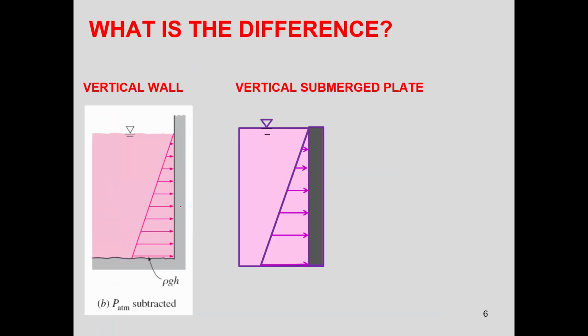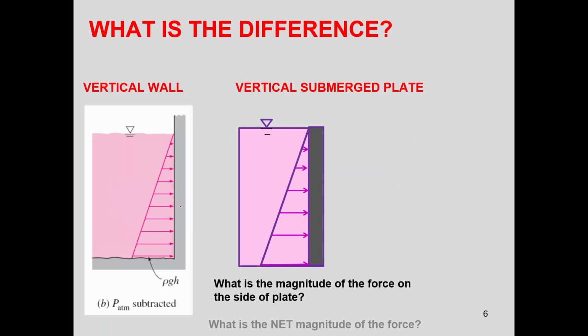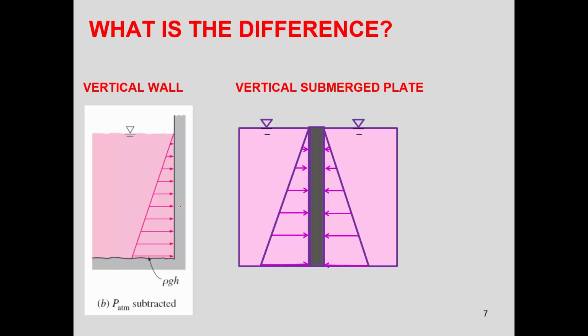Okay. If you have a vertical submerged plate, it's just like the wall, but remember, if you have water on both sides, then it's zero. Law of action reaction. So that's why whenever you're submerged in a car, I hope you never find yourself there, and the car is full of water, then there's no net pressure. You can easily open the door.